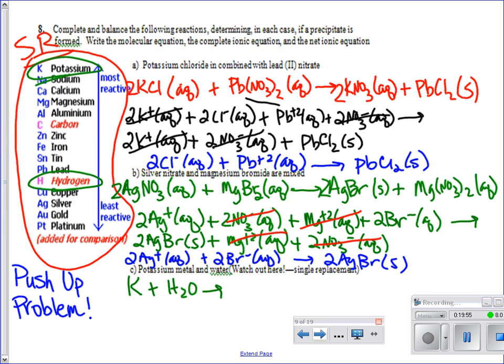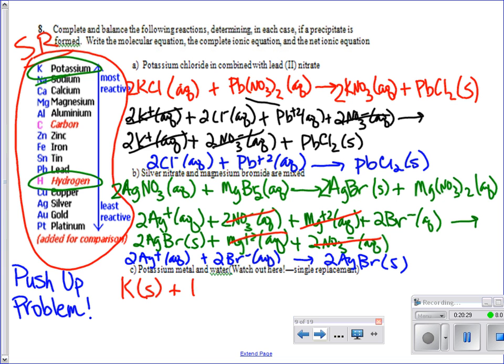But what they do is this. Ha! Boot it out. What do you think the product is they're going to write? K2O. No, it's not K2O. If you want to think of water as HOH, that might help you out a bit. So what's the product? KOH and hydrogen gas. Okay? Very important. So you've been warned. Push-up problems. All right, so potassium metal, what would the state of matter be?